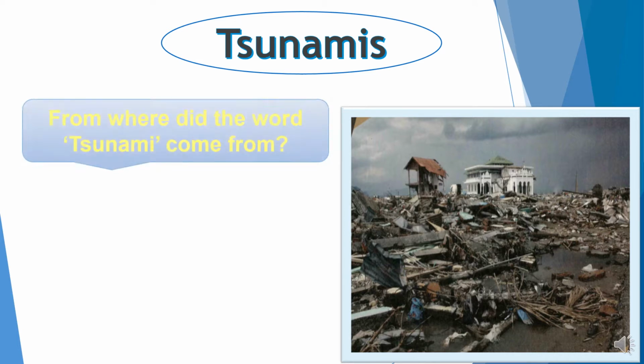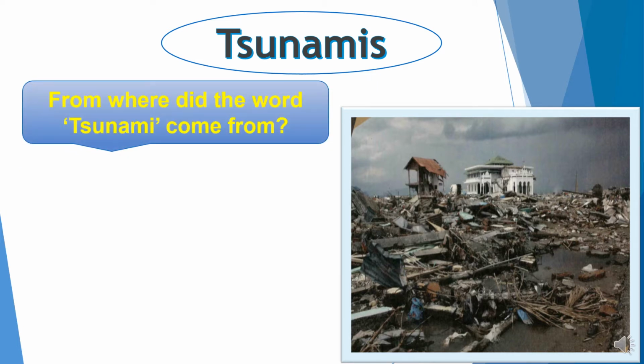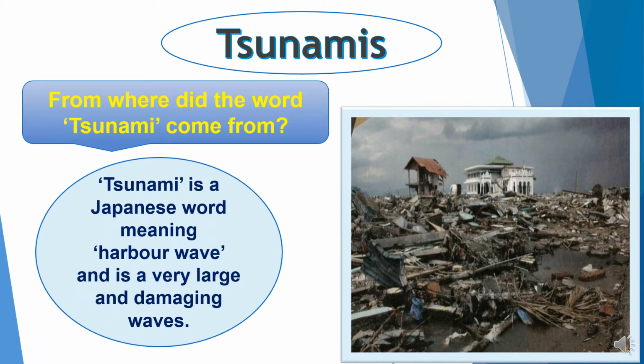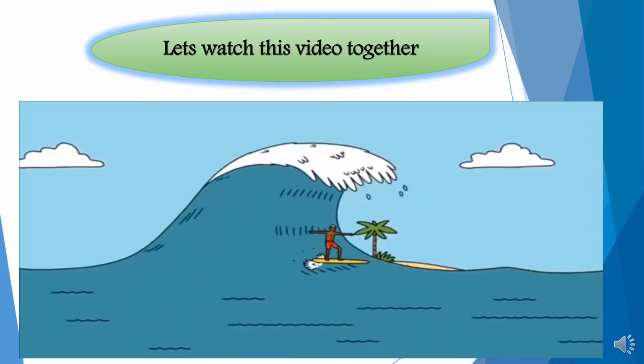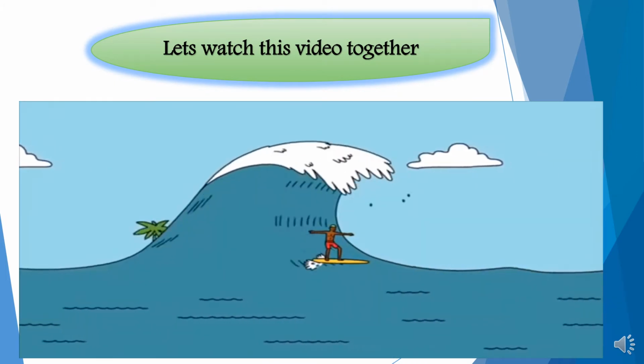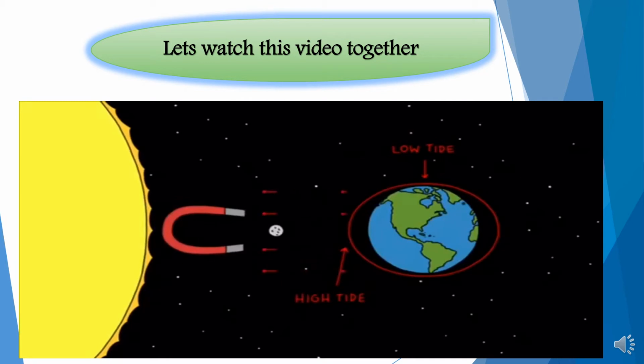Tsunamis. From where did the word tsunami come? Let's see. Tsunami is a Japanese word meaning harbor wave and is a very large and damaging wave, as you can see in this picture. Although tsunamis are commonly known as tidal waves, they're actually unrelated to the tidal activity caused by the gravitational forces of the sun and moon.